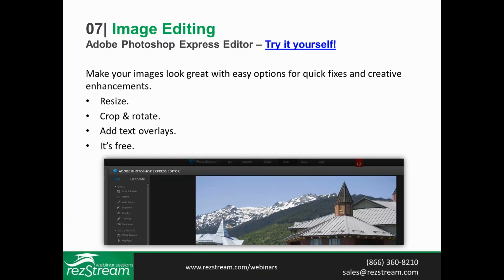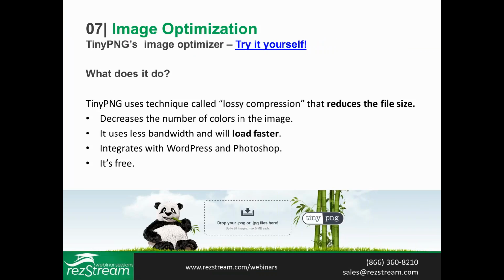Another tool, and we briefly spoke about this, was the image optimization. This is going to be one of the biggest things that you can do and that you can control as it relates to your website's performance, your website speed. Optimizing your images is extremely important. This particular tool is able to decrease the number of colors while still keeping the integrity and the quality of the photos that you're optimizing. It allows it to use less bandwidth, so it loads quicker on the website.